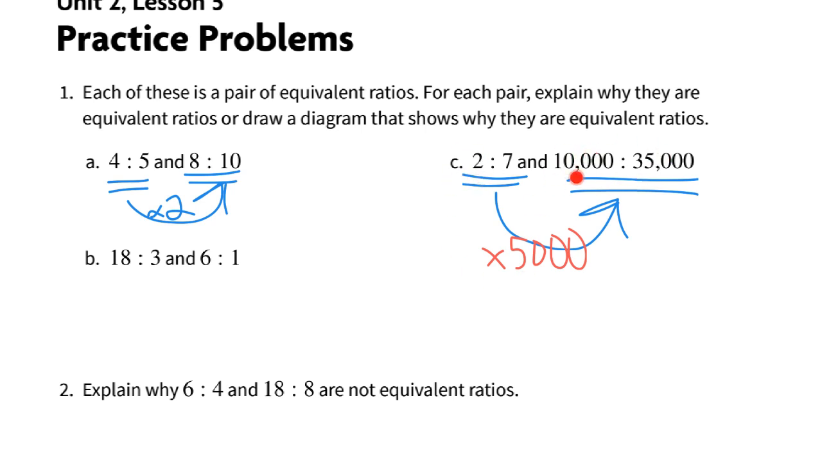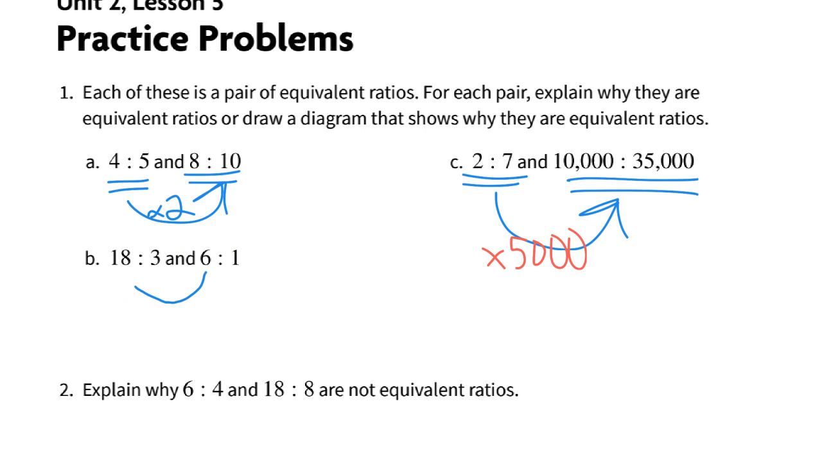2 times 5,000 is 10,000. 7 times 5,000 is 35,000. Similarly, you can backtrack to question B. How do we know? Now, we can either think of division or we can think of multiplication. Either way, you don't always have to go from left to right, in which case we'd be thinking about division, or we could be thinking about multiplying by a fraction. Our choice, right?